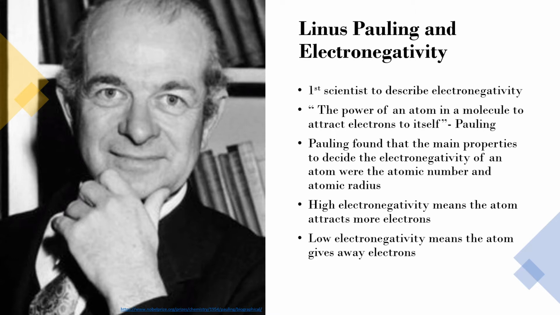As he was arranging the Pauling values, he found that the main properties to decide the electronegativity of an atom were the atomic number and the atomic radius. He also found that high electronegativity meant that the atom attracted more electrons, and low electronegativity meant that the atom gave away electrons.